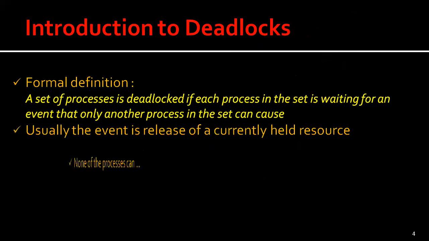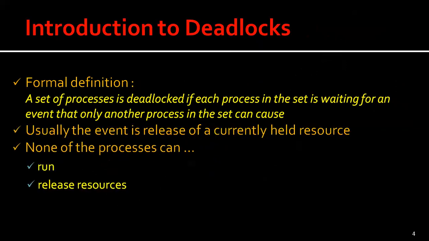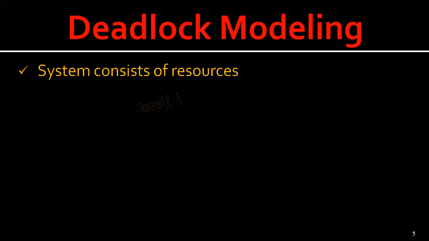So here is the formal definition of deadlock. A set of processes is in a deadlock if each process in the set is waiting for an event that only another process in the set can cause. So when the deadlock occurs, no process is going to run, or no process is going to release the resource, or no process will be awakened. So here, let us see deadlock modeling.